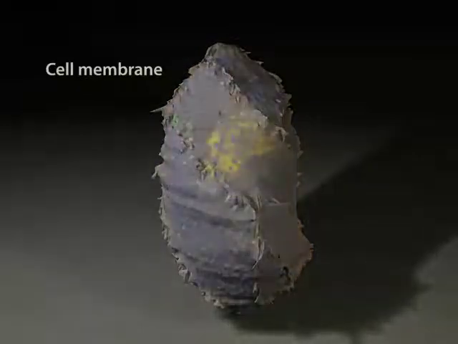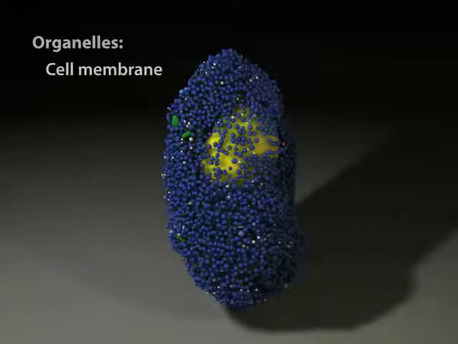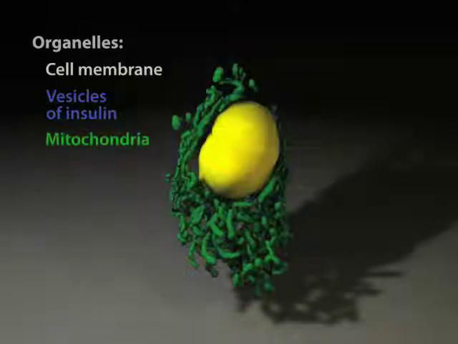Fading the outer membrane unveils the cell's internal organs, called organelles. The round insulin-secreting vesicles, color-coded here in blue, dominate the interior. 12,128 of them in total. Fading these blue vesicles reveals a network of mitochondria, color-coded in green, sprawled about the yellow, color-coded nucleus.